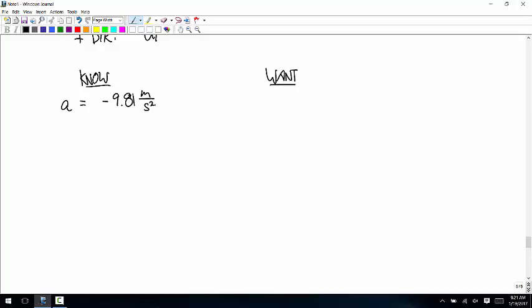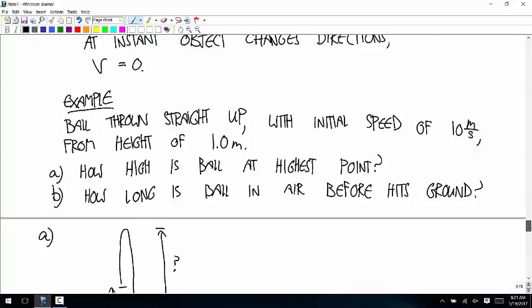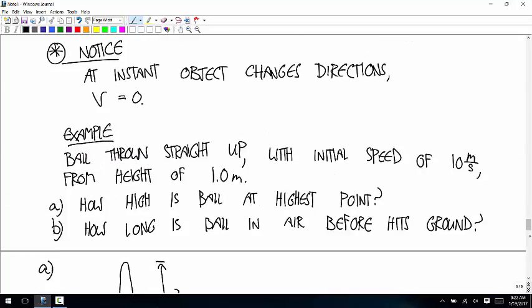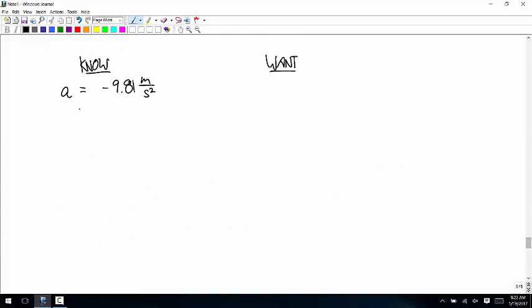Do we know the position when time is equal to 0? Well, it says that it's thrown from 1 meter above the ground. Our 0 position is on the ground. Our positive direction is up. So what's the position when it's thrown? Positive 1, yep. That's meters. Do we know the final position? No, that's what we're trying to find, how high it is. This is the one that we're trying to solve for.